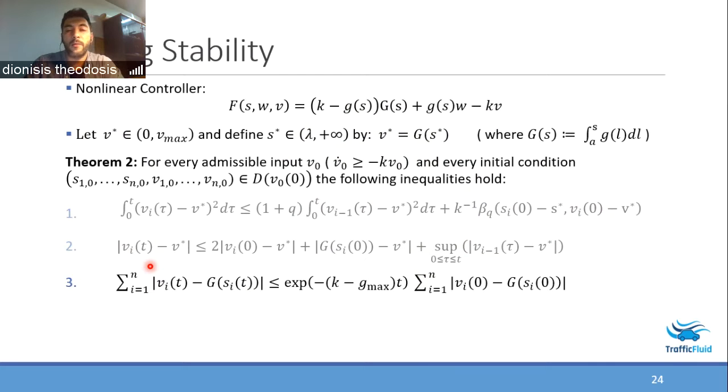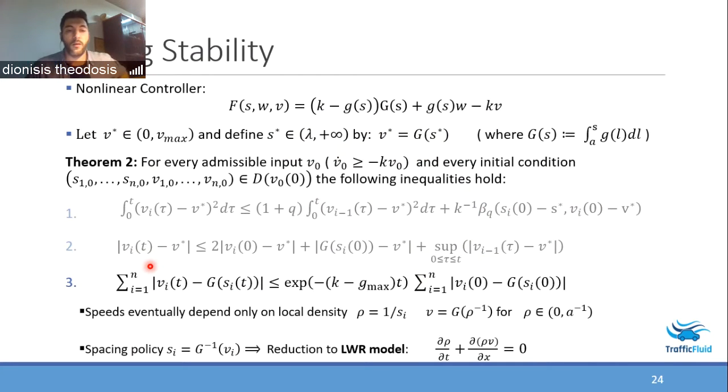But what does this mean and why is it important? It means that if we define the local density to be 1 over spacing, then we can use this inequality to reduce the study of the n ordinary differential equations to the macroscopic LWR model. So essentially, this gives us a way to move from the microscopic to the macroscopic model.